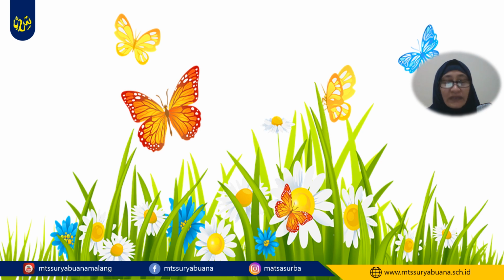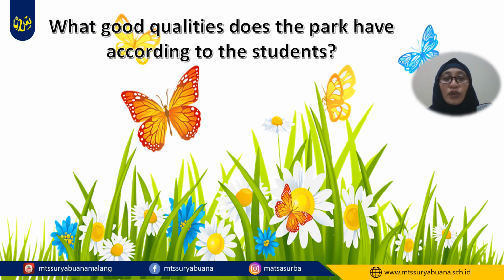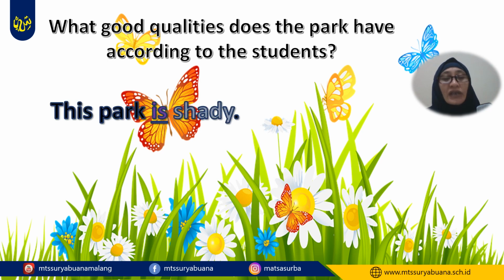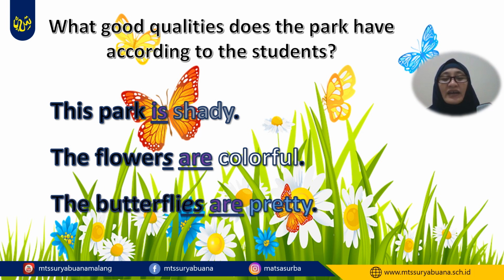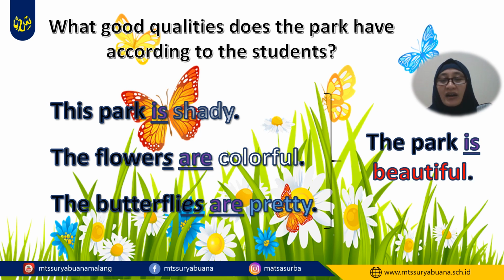So, from the conversation, what good qualities does the park have according to the students? Let's try to answer. Let's say the facts one by one. The park is shady. The flowers are colorful. The butterflies are pretty. So, from these statements, we can conclude that the park is beautiful.